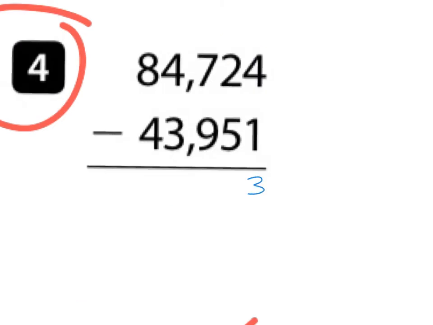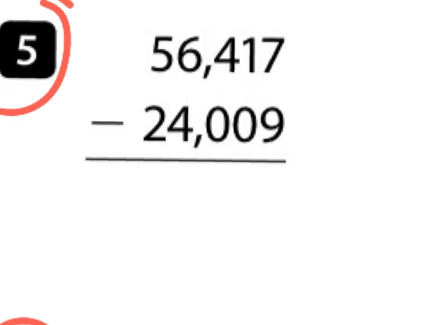Starting our units place, we have a 3. We cannot subtract 2 minus 5, so we take 1 from our hundreds place and we bring it over here. 12 minus 5 is 7. We cannot subtract 6 minus 9, so we take 1 from our thousands. Now we have 16 hundreds minus 9 hundreds, which would be 7 hundreds. And then 3 minus 3, 8 minus 4. My difference is 40,773.